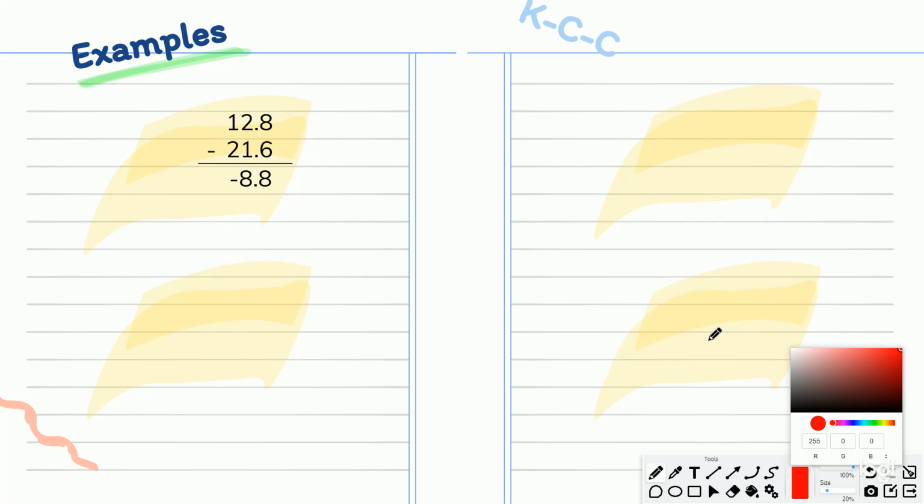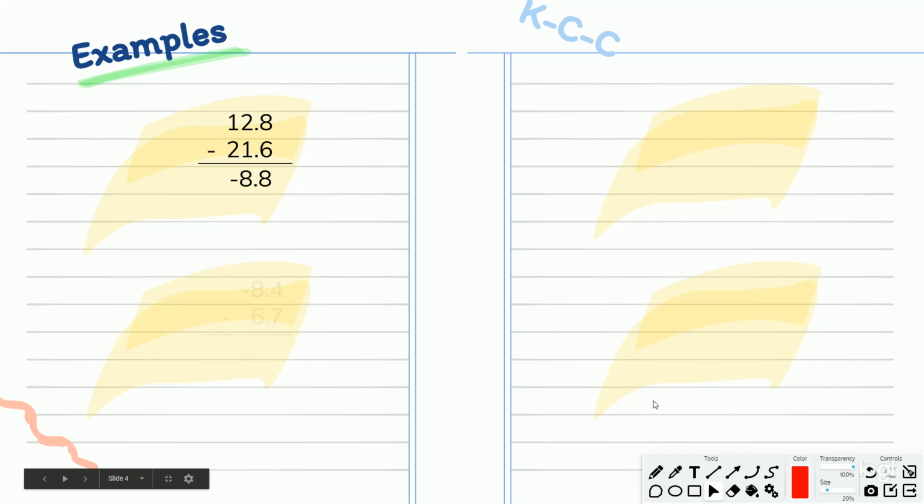My next problem is negative 8.4 minus 6.7. Again, I'm going to follow my keep, change. So I'm going to keep my first number, negative 8.4. I'm going to change my minus to a plus. And then my positive 6.7 is going to turn to a negative 6.7.